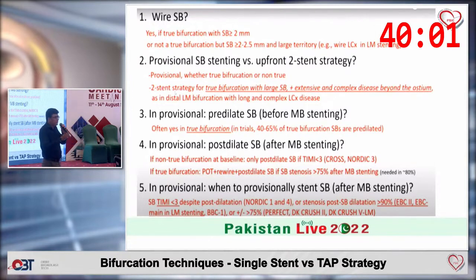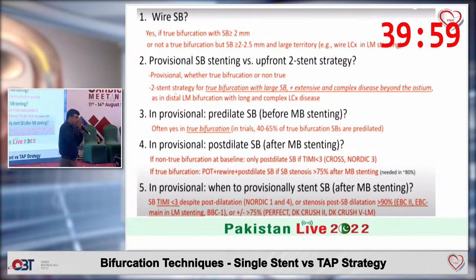So it's better that if you are going with a provisional strategy, we wire the side branch, and if we think there's quite a bit of disease at the ostium of the side branch, or it's calcific, we just dilate it with a small semi-compliant balloon, with gradual dilatation to avoid any no-reflow or dissection in that vessel.